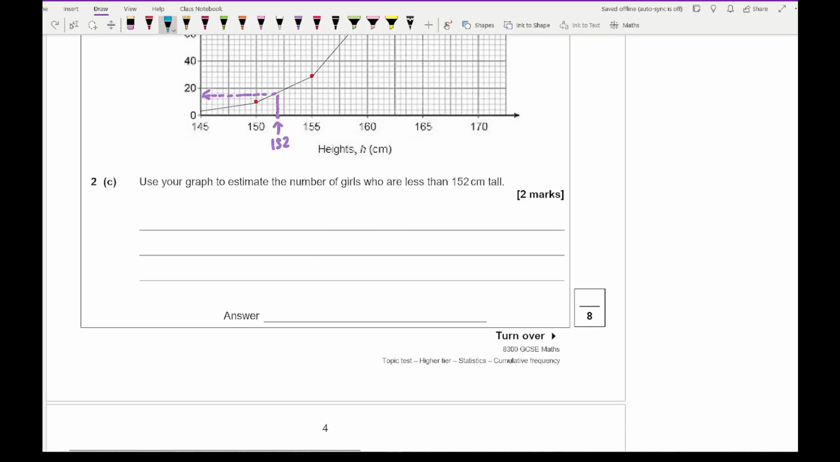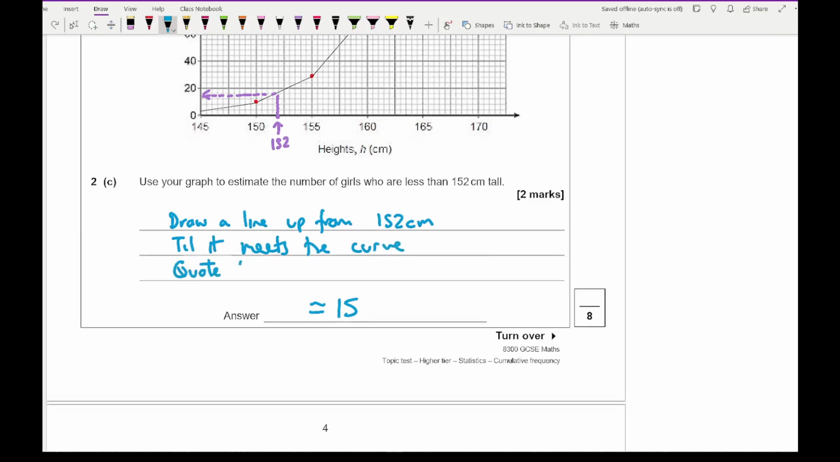Now again, the mark scheme may differ, it all depends on roughly where your plot is going to be, but you need to make sure that you draw a line. So draw a line up from 152 centimeters till it meets the curve, and then quote the horizontal value.